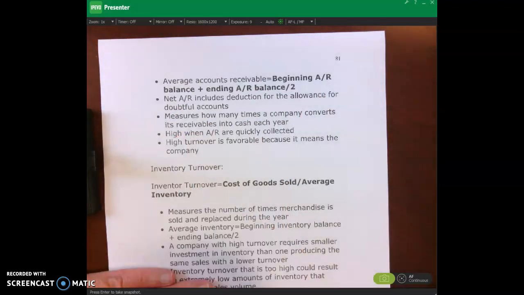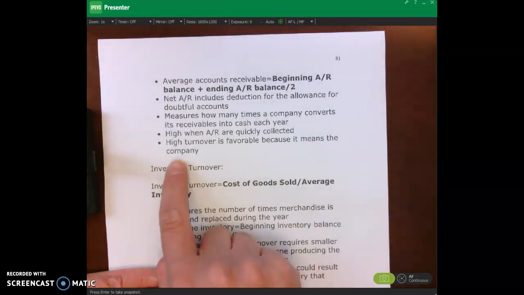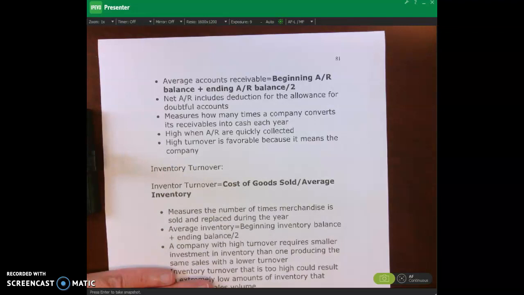What is this a measure of? How many times a company or an organization converts its receivables into cash? This is really important. It's really important that a company collects its accounts receivable quickly, because if you have outstanding accounts receivable, right? Let's say we have a ton of accounts receivable. I can't use accounts receivable to pay for payroll. I can't pay my employees in accounts receivable. I have to pay them in cash.